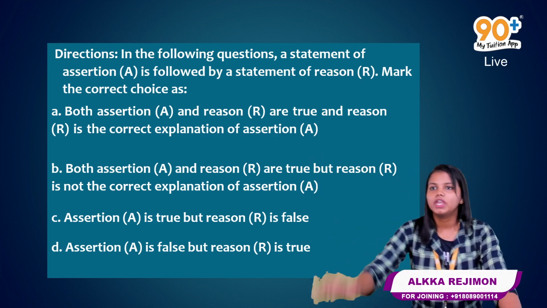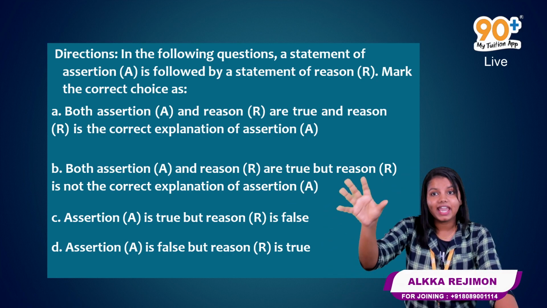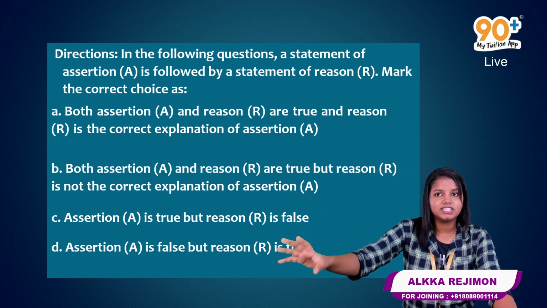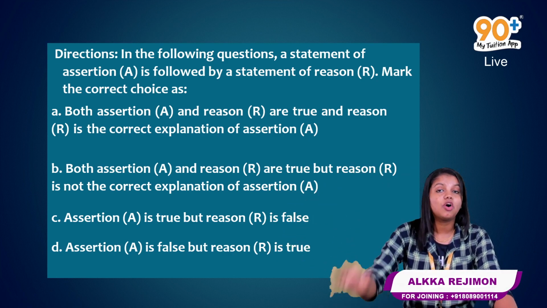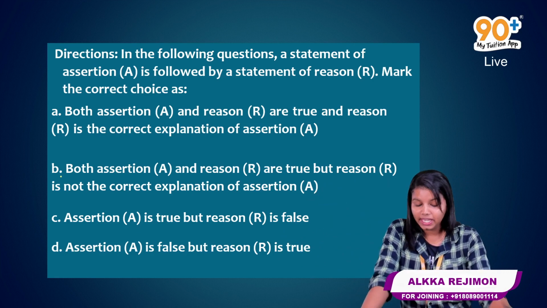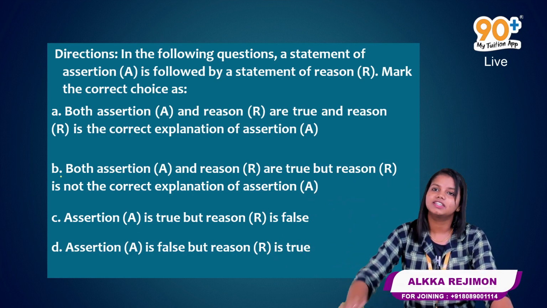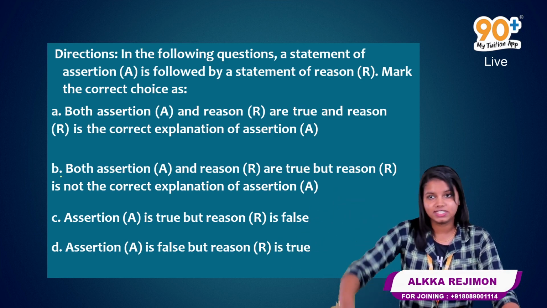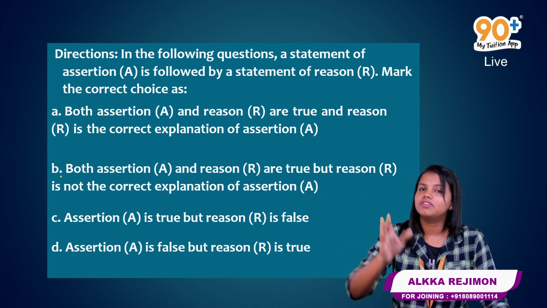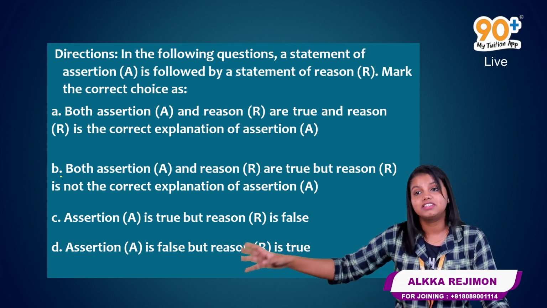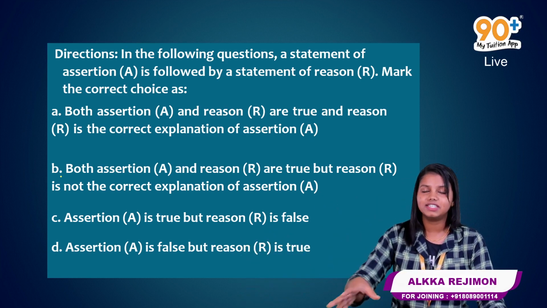Option A, both A and R are true and reason is the correct explanation of the assertion. Option B, both A and R are true but reason is not the correct explanation of A. Option C, assertion is true but reason is false. And finally, option D, assertion is false and reason is true.